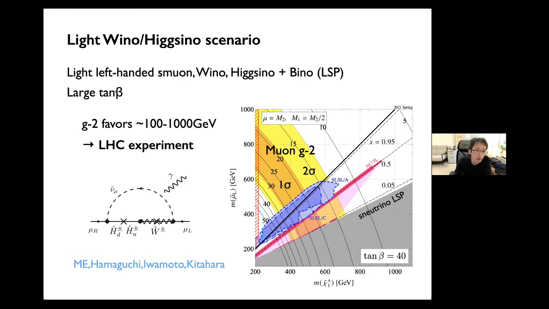And tan beta is of order 10. Actually, in this plot, tan beta is taken to be 40. This is a plot of the muon g-2 region, the region where the muon g-2 is explained at the 1 sigma level and 2 sigma level. And as you can see, the smuon or chargino is in the mass range of 100 GeV to 1 TeV. So this is actually the target of the LHC.